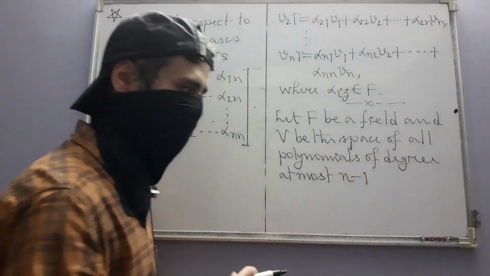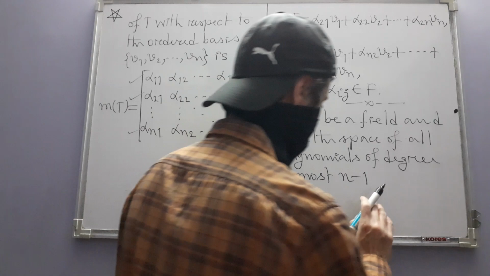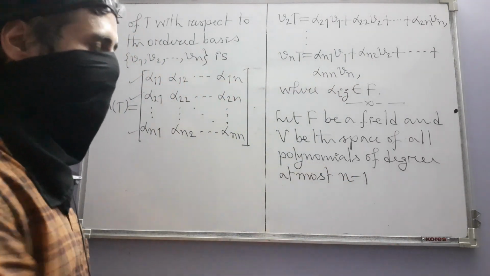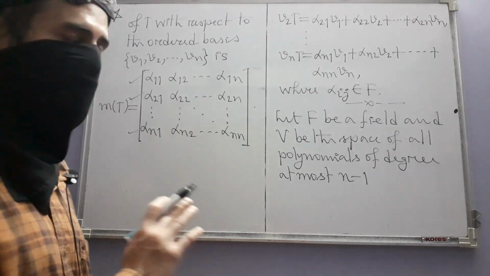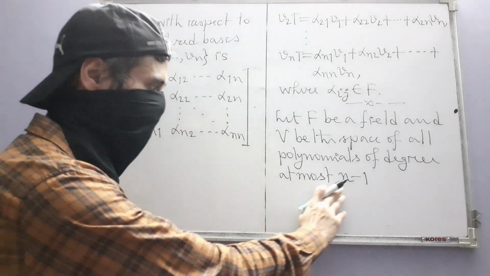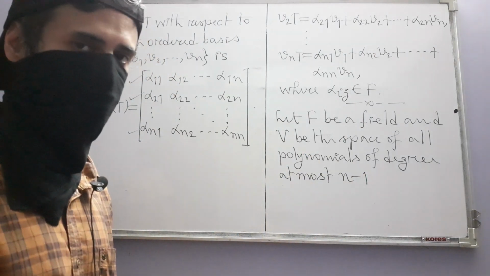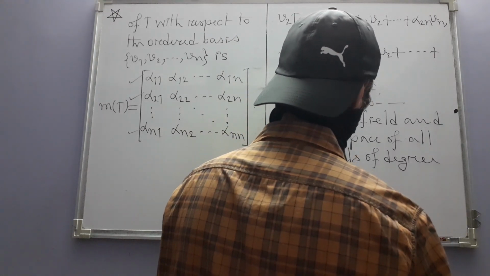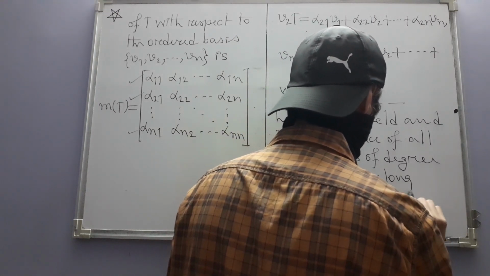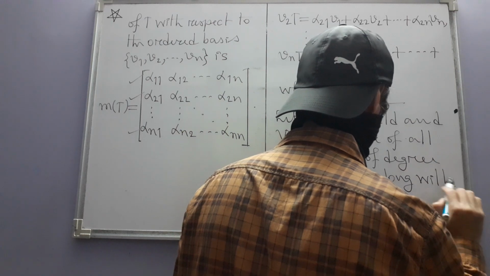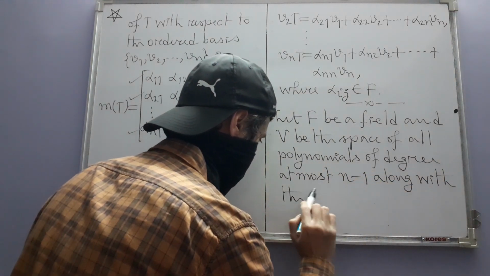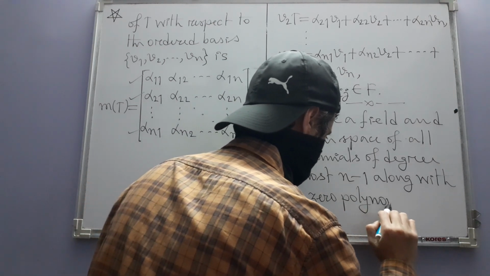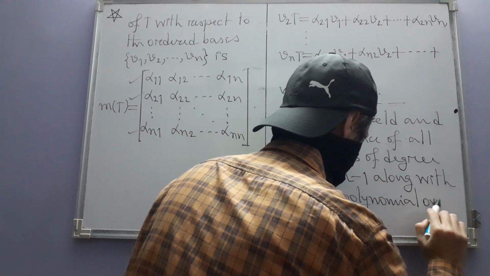That I am not writing, the author also has not written it explicitly. In fact, Herstein is known for not bothering about such small things, which sometimes causes problems. But let's just assume that n is greater than or equal to 1, so that n minus 1 is at least 0. Okay. Along with the 0 polynomial over F.